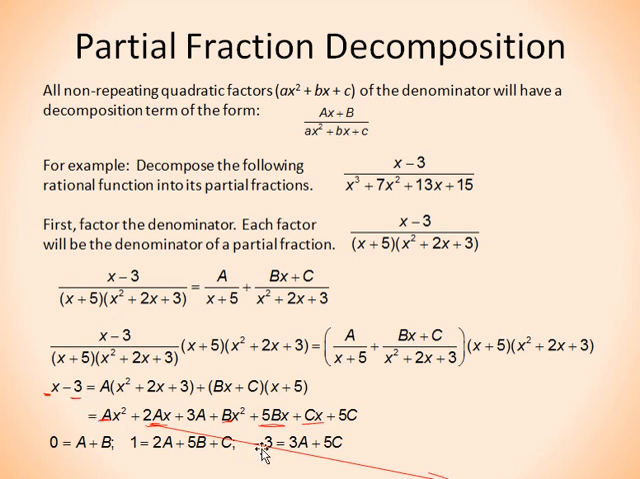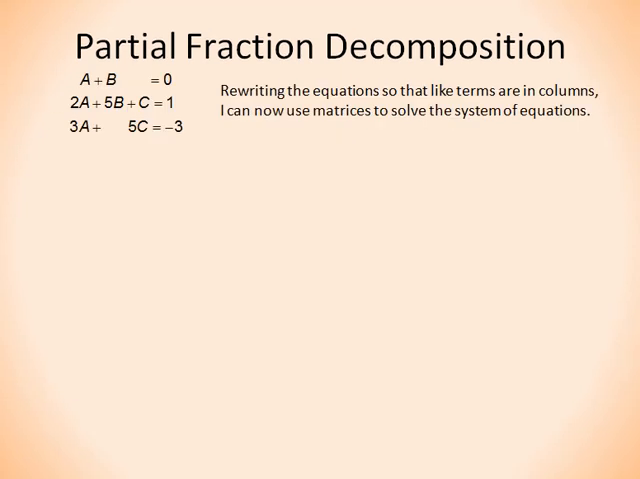and then I get negative 3 is equal to my constant terms over here, which are 3A and 5C. So negative 3 equals 3A plus 5C. And again, this gives me three equations that I can put into a system of three equations in three variables. And notice I've lined up my variables and my constants in a column.